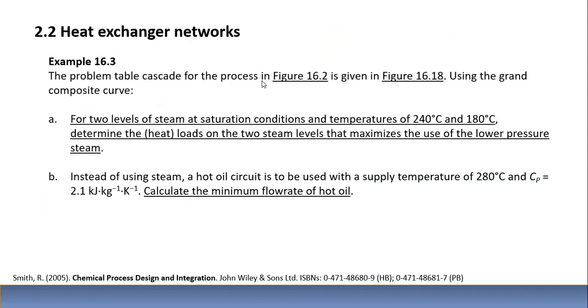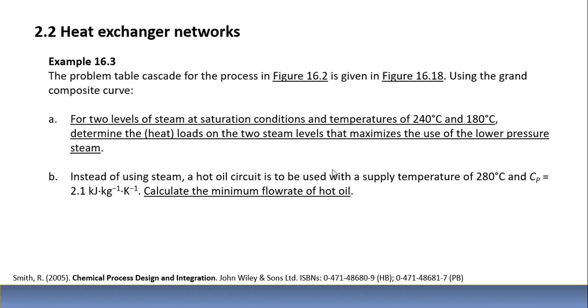Y terminamos con un ejercicio. Nos dice the problem table cascade for the process in figure 16.2 is given in figure 16.18. Using the grand composite curve, for the two levels of steam at saturation conditions and temperatures of 240 and 180 degrees Celsius, determine the heat loads of the two steam levels and maximizes the use of the lower pressure steam.